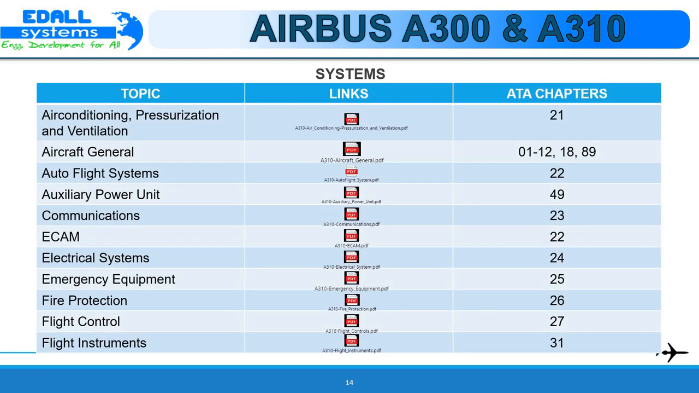This is the ATA numbering system. The ATA numbering system is a common referencing standard for commercial aircraft documentation. This actually permits greater ease of learning and understanding for pilots, aircraft maintenance technicians, and engineers alike. The unique aspect of the chapter number is its relevance for all aircraft. Here we have the topic and the corresponding link, that is a PDF document corresponding to the topic and the ATA chapters for which the topic is related.